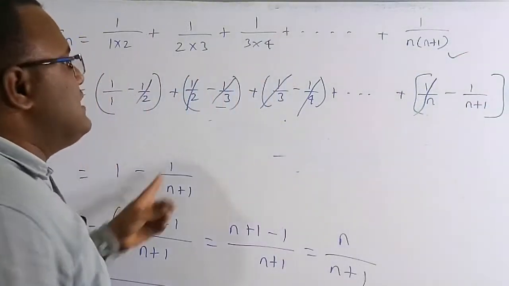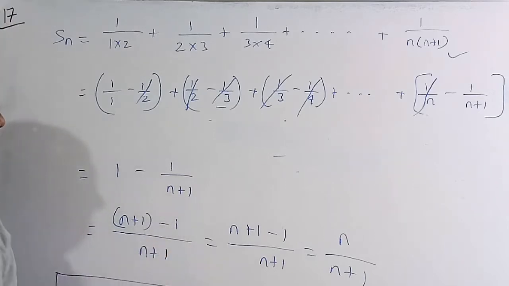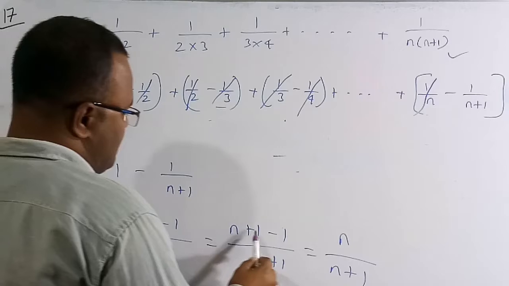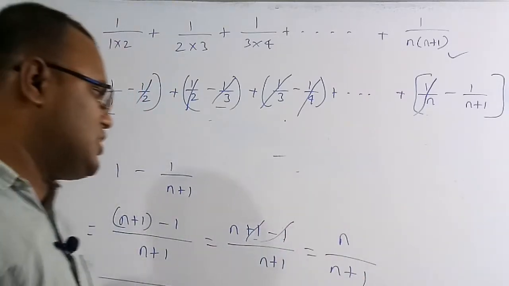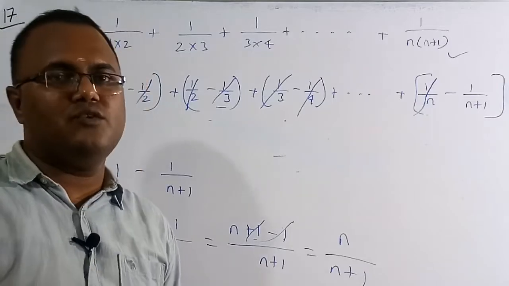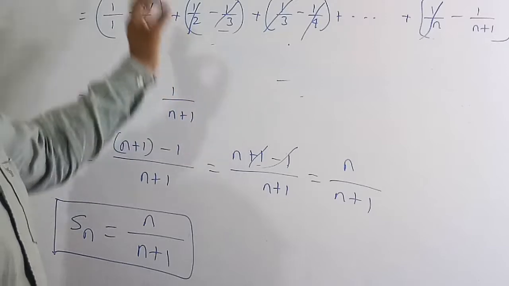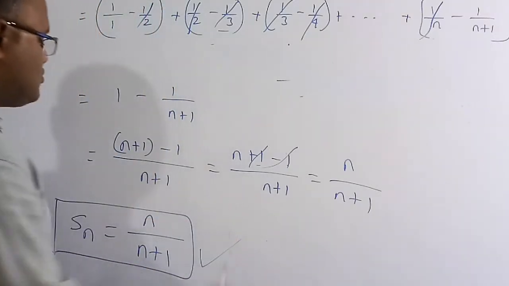So therefore 1 minus 1 by n plus 1. Now for the simplification, the LCM is n plus 1, so n plus 1 minus 1 by n plus 1. So plus 1 and minus 1 are going to get cancelled. So finally you are going to get n by n plus 1. So simply we can say the sum of n terms of this expression is n by n plus 1. So this is the exact solution of this question.